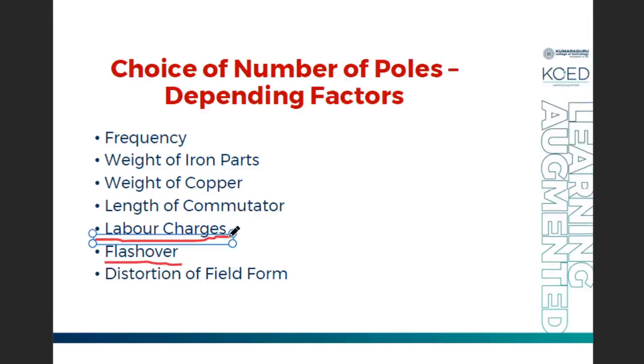And the last one is labor charges. That is very obvious. If you are going for a large number of poles, then you require more windings which have to be wound around your poles. Those things require more labor work, so we have to pay the labor their charges. So automatically the labor charges will be more when we go for a large number of poles.